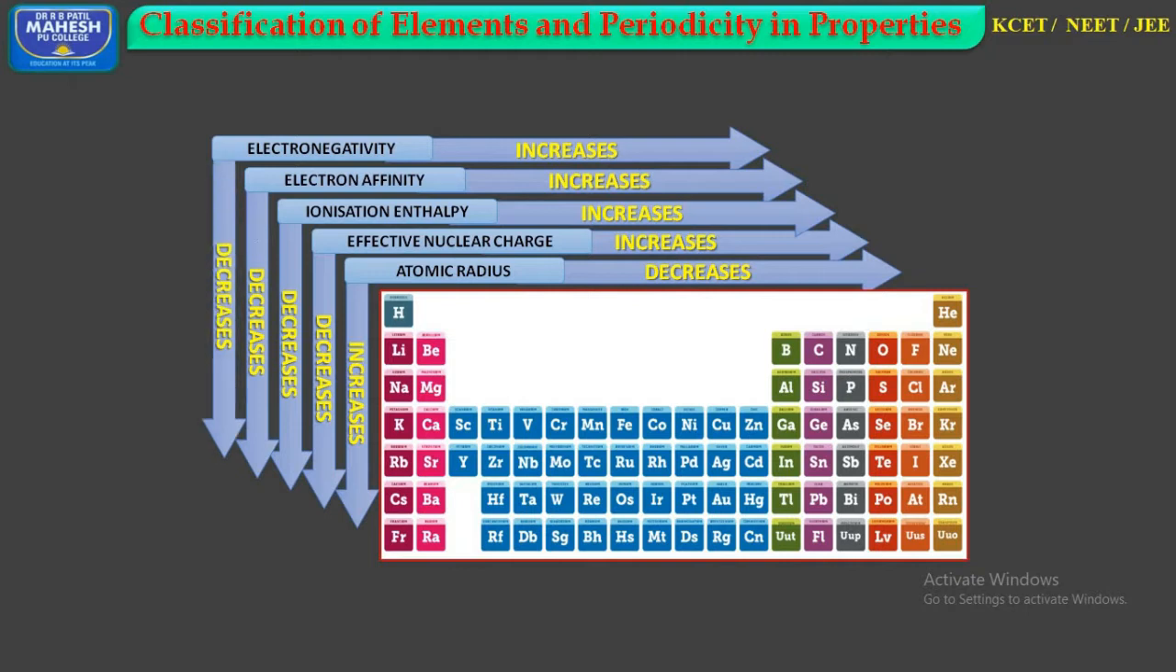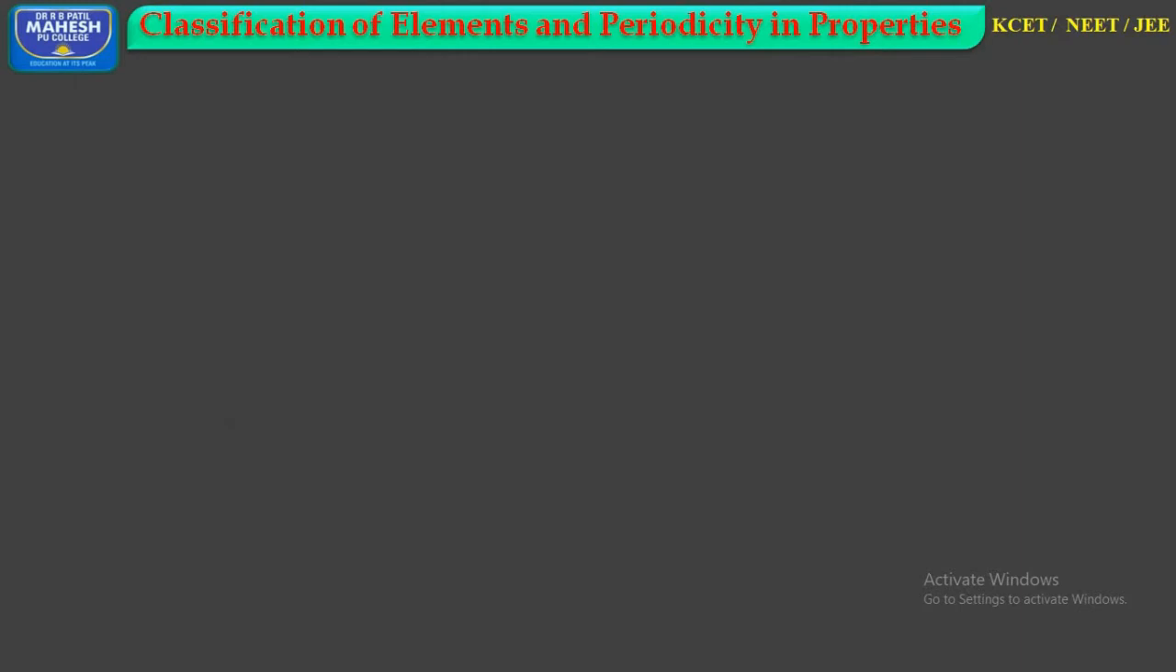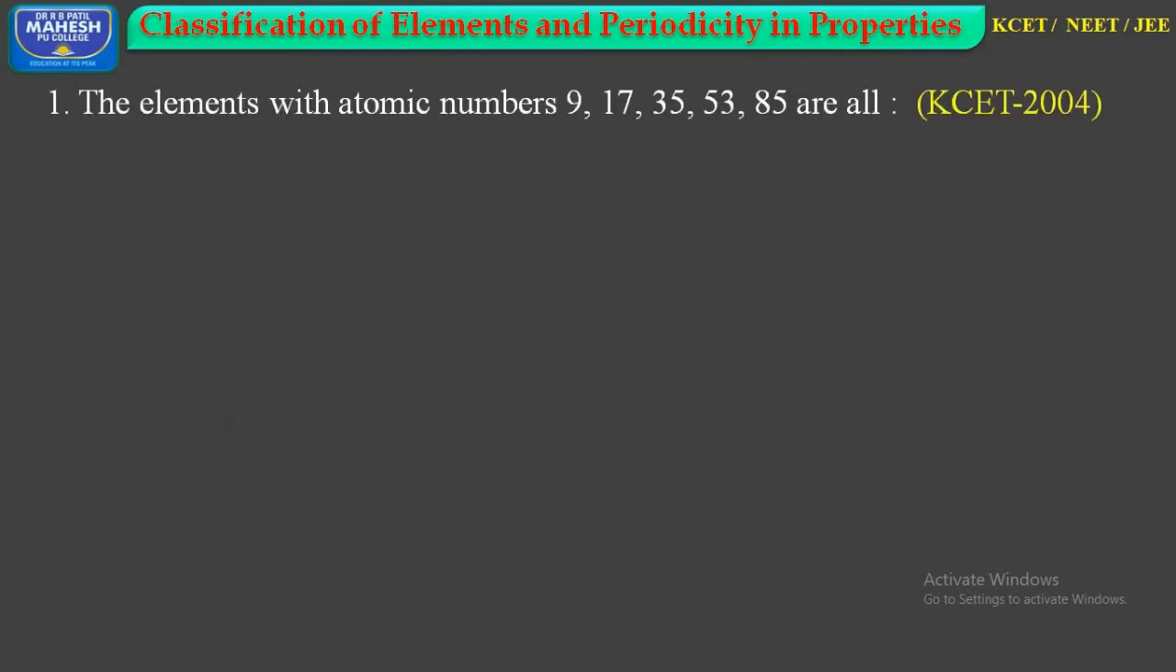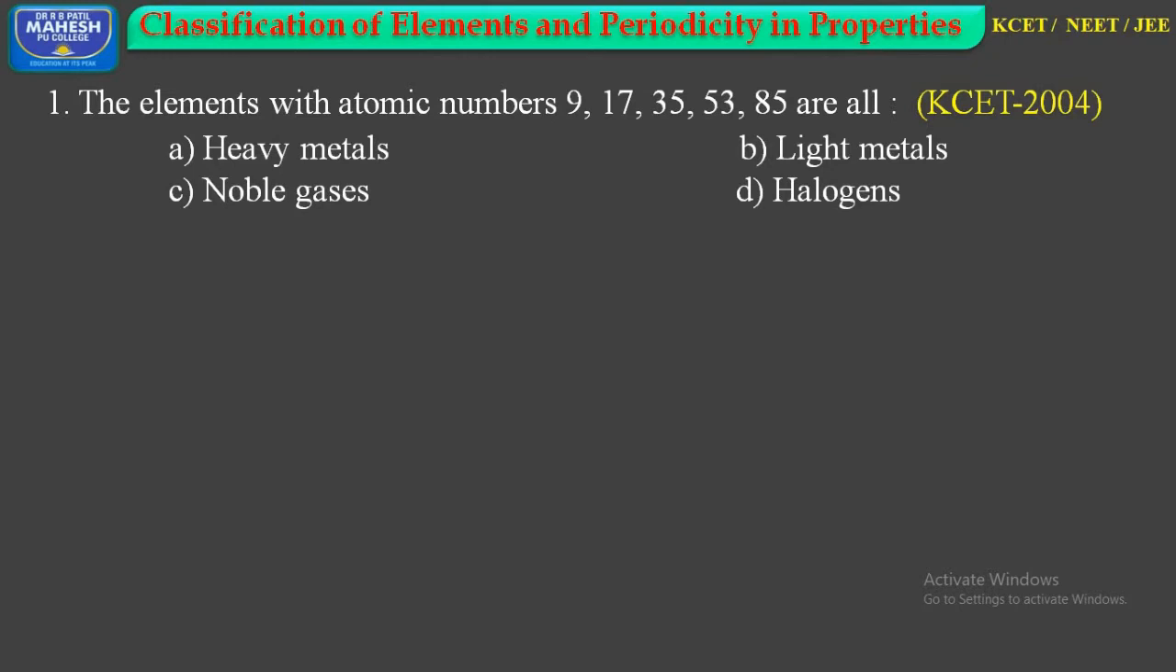With this basic concept, let us solve some of the questions which are asked in previous question papers. Question number first: the elements with atomic numbers 9, 17, 35, 53, 85 are all, and the options are option A, heavy metals, option B, light metals, option C, noble gases, and option D, halogens.